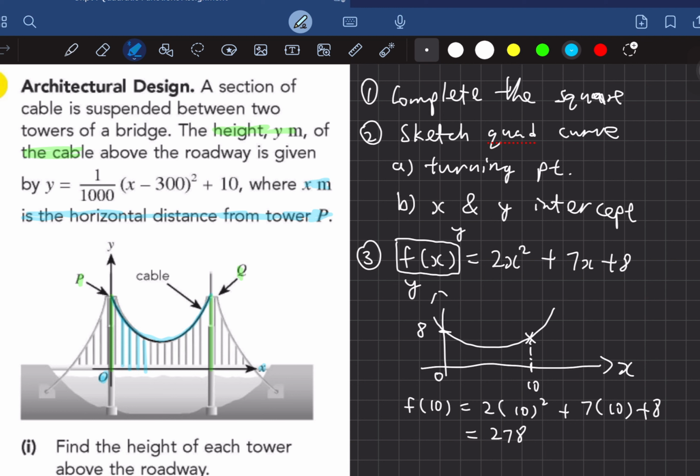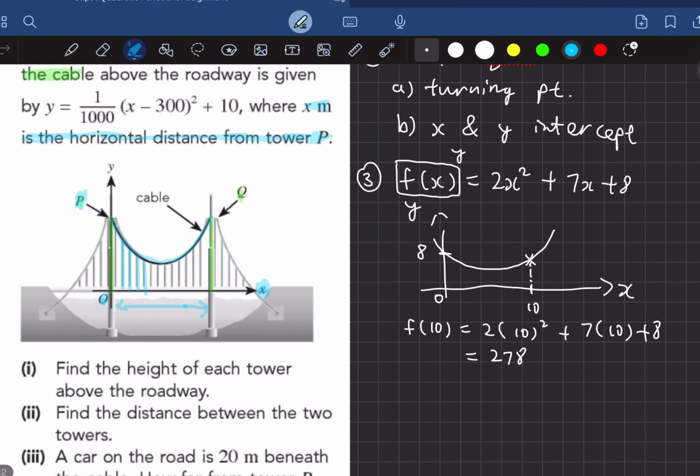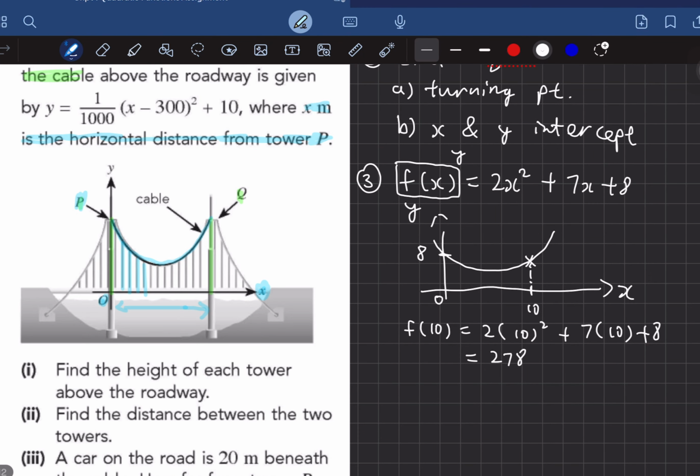Tower P is here, this one. This is the distance, the x onwards. That's why it's represented here. Then from here, we are asked to find the height of each tower. By the way, both tower P and Q are of the same height, because if they are of different height, then the cable will have issues.